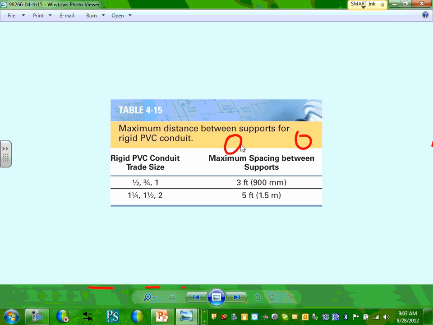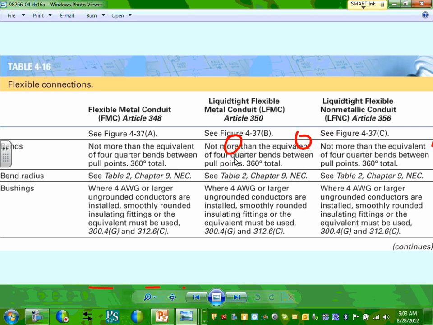Any questions, guys, about these? Here's how you support the PVC: 3 feet intervals. And when it becomes big and fat and fluffy, then they allow you 5 feet. Okay, any questions, guys? So you see how they did it first.